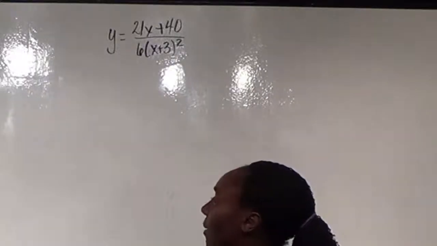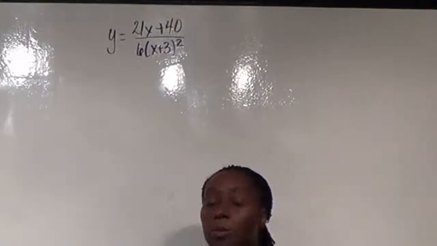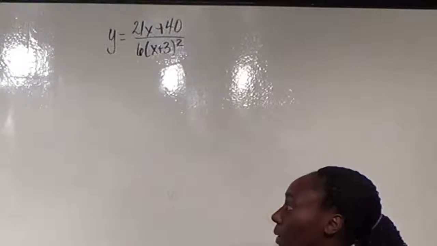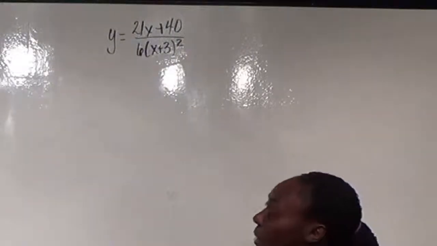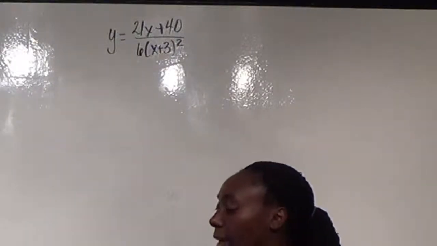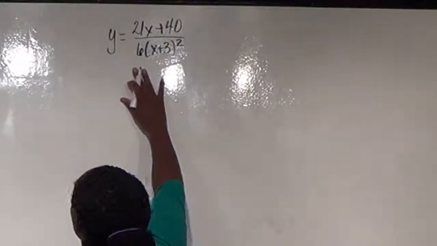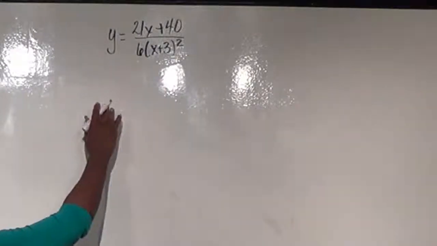Okay, let's look at one last example. y equals (21x plus 40) over 6 times (x plus 3) quantity squared. Okay, so the same thing, we want to find the concavity and the places where we have inflection points. So again, for this, we're going to start with our derivative.